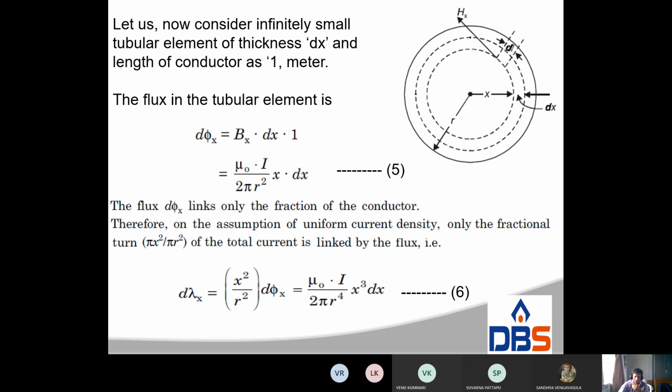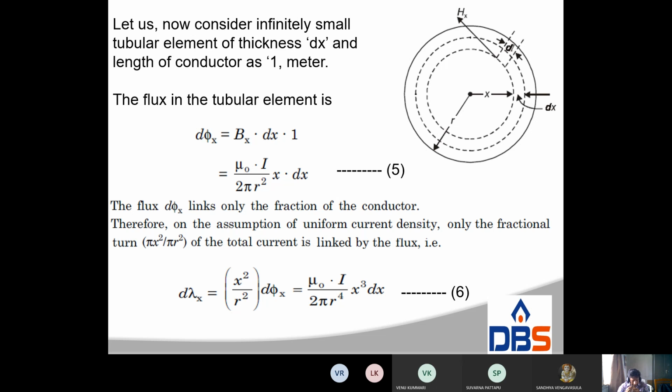So therefore, on the assumption of uniform current density, d psi is equal to x square by r square. Why? Because d psi is equal to pi x square by pi r square. So d psi and x square by r square, and d psi is nothing but that value, mu 0 I by 2 pi r square x dx.